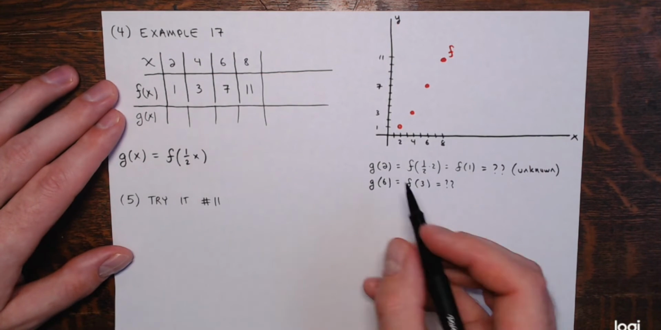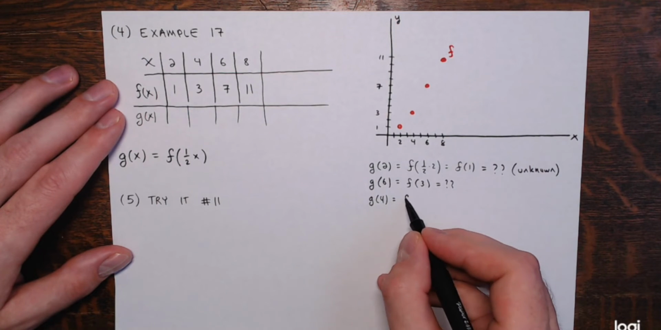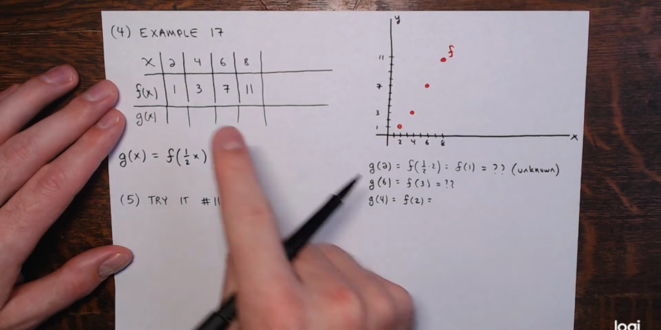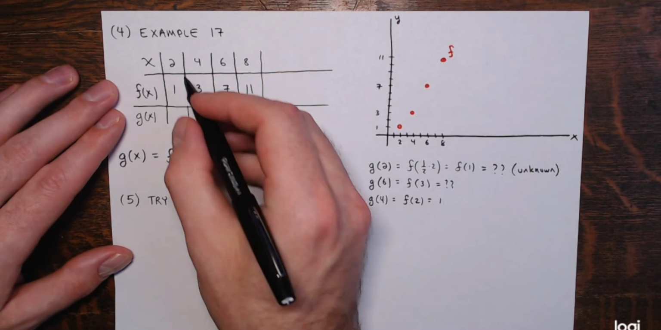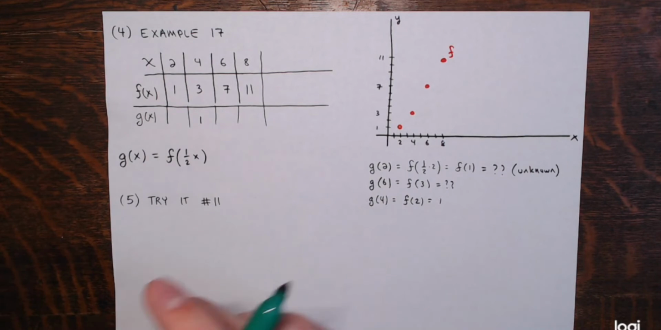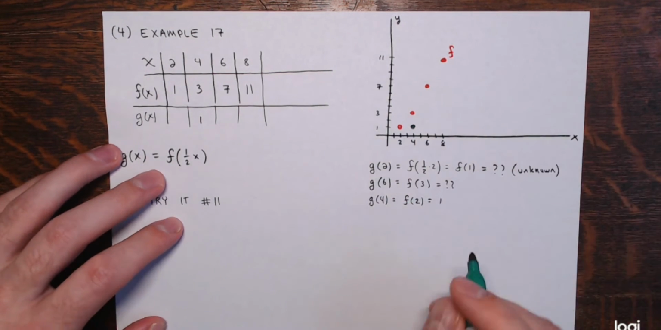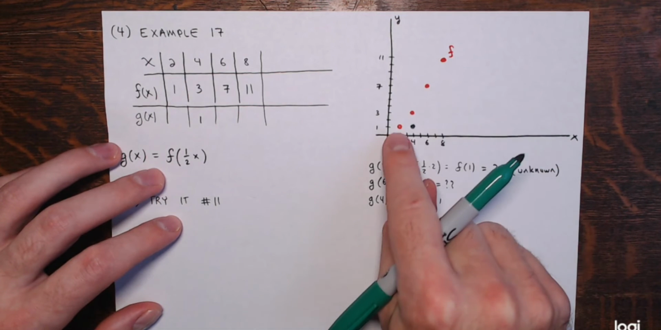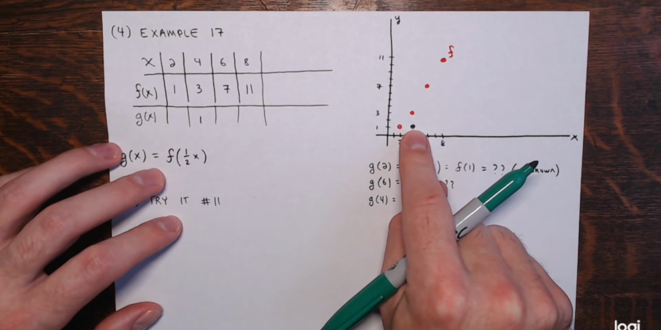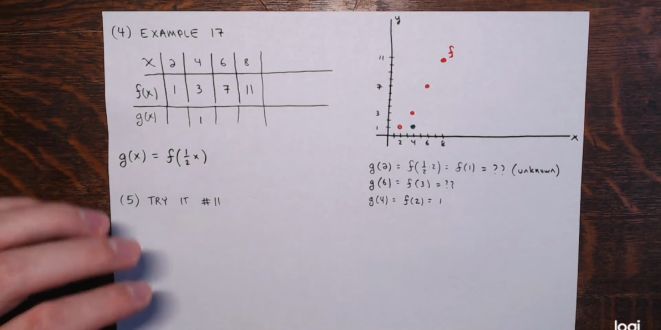But g of 4 and g of 8 I can find, right? G of 4 would be f of 2, and f of 2 is 1, right? So g of 4 is 1. So I know I can plot the point (4, 1). And you see how the graph of f in red, see how this graph I'm making now for g is to the right. It's a horizontal change, not a vertical change.